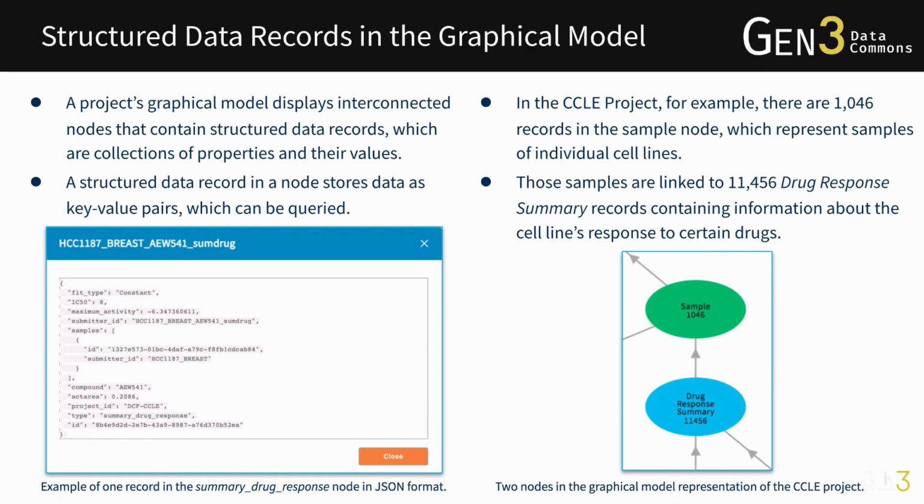In the CCLE project, for example, there are 1,046 records in the sample node, which represent samples of individual cell lines. That can be seen in the example below, on the right, where you see the sample node and the number 1,046. Those samples are then linked to 11,456 drug response summary records that contain information about the cell line's response to certain drugs.